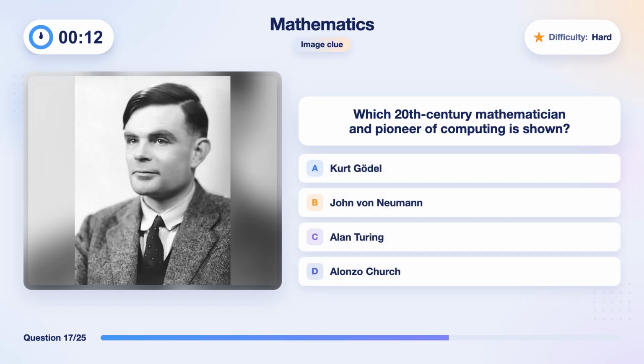Which 20th century mathematician and pioneer of computing is shown? Your options: A. Kurt Gödel, B. John von Neumann, C. Alan Turing, D. Alonzo Church. Trickier than it first looks. That's 12 seconds. Timer's running.